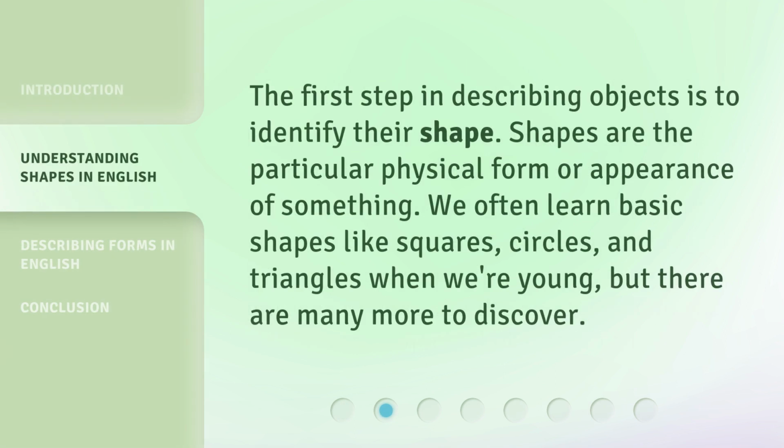The first step in describing objects is to identify their shape. Shapes are the particular physical form or appearance of something. We often learn basic shapes like squares, circles, and triangles when we're young, but there are many more to discover.